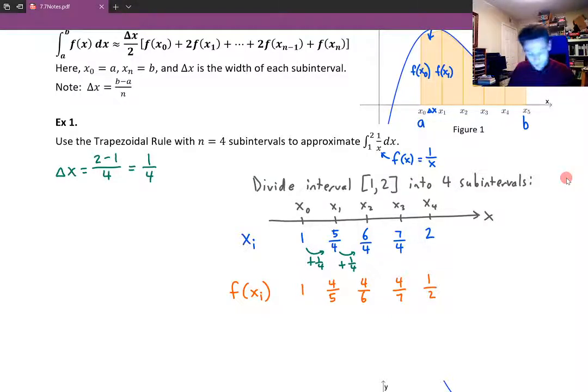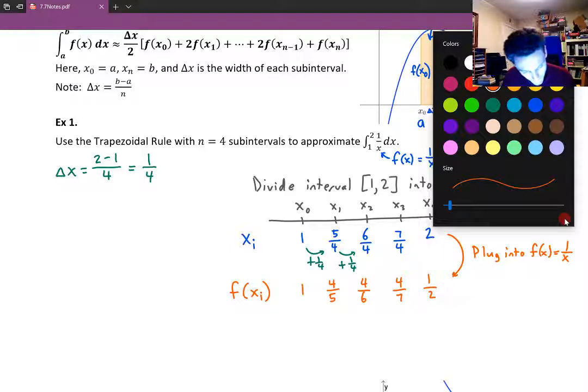So those are the function values that we got by plugging the x values into the function. Now what we want to do is feed everything into the trapezoidal rule. And so we have delta x, that's 1/4. We have all the function values because we just computed them all here. So it's plug and chug time.